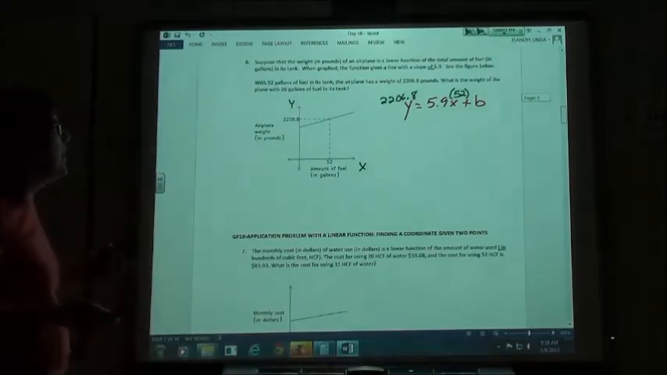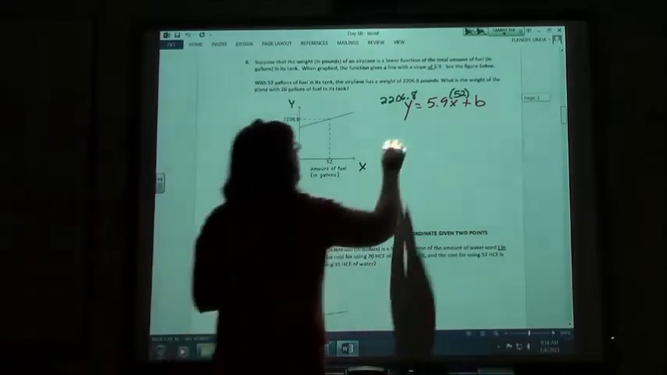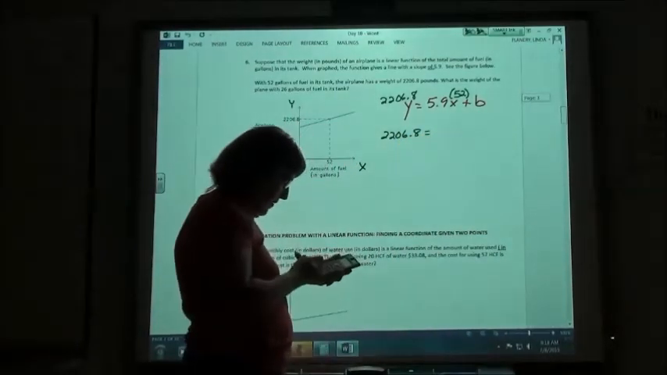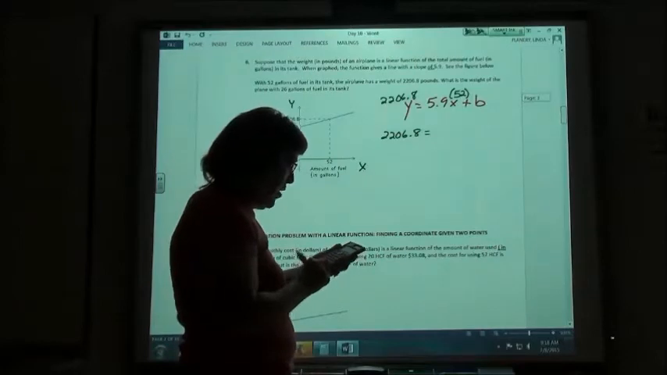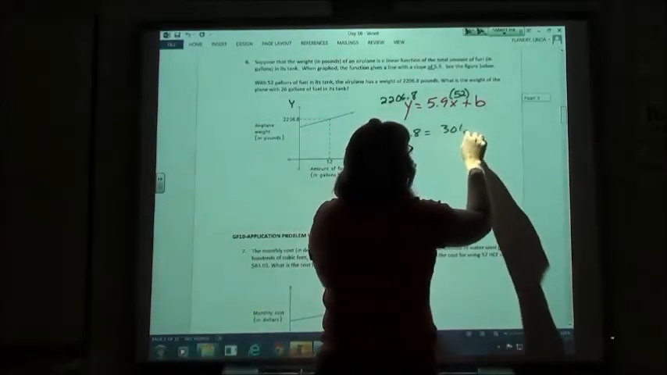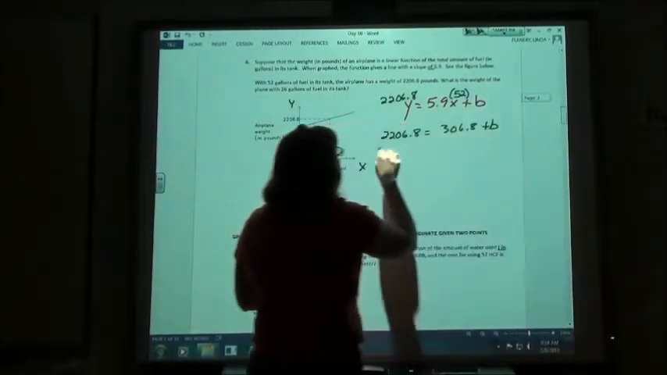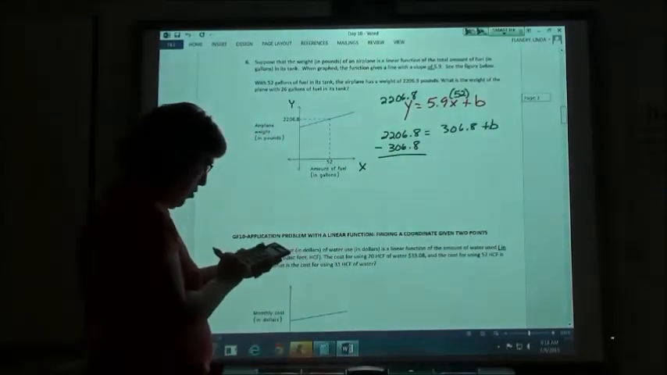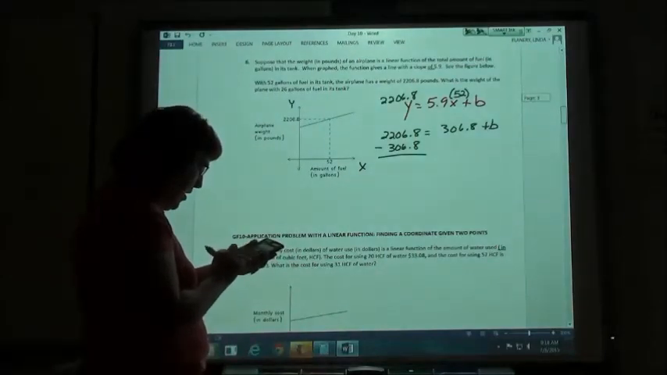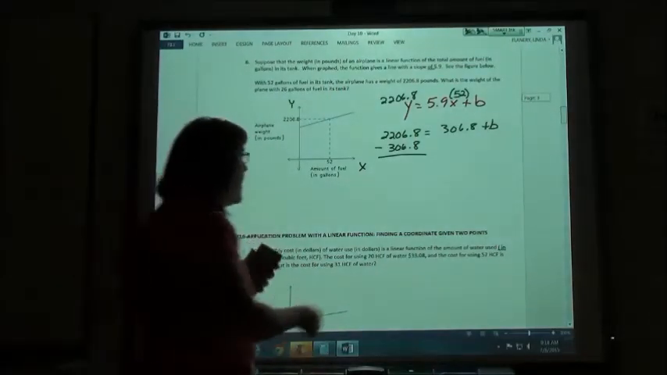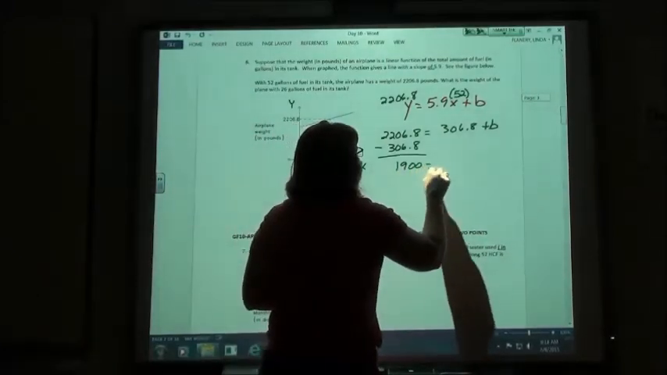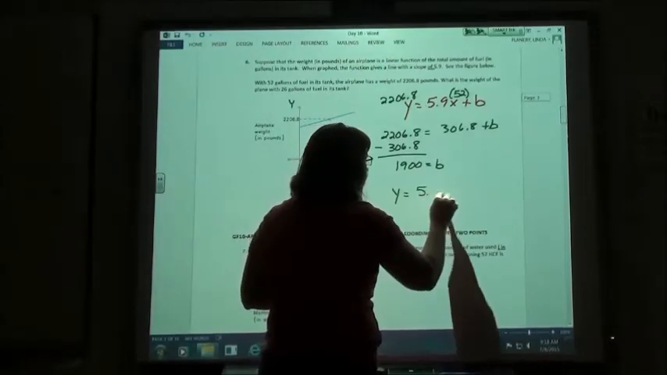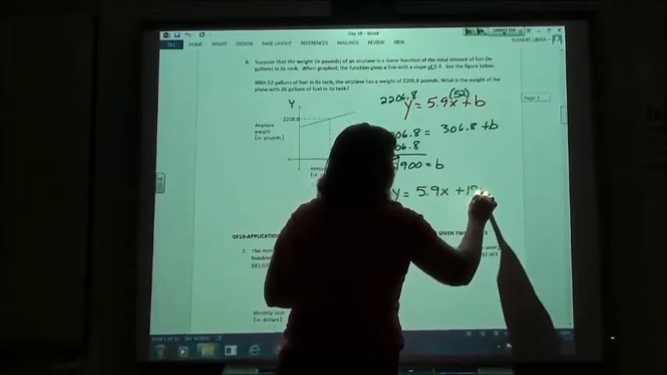I'm going to solve that to find out what my b value is. So 2206.8 equals 5.9 times 52, 306.8 plus b. So I'm going to subtract my 306.8. 2206.8 minus 306.8 gives me 1900 for my b value. So y equals 5.9x plus 1900.